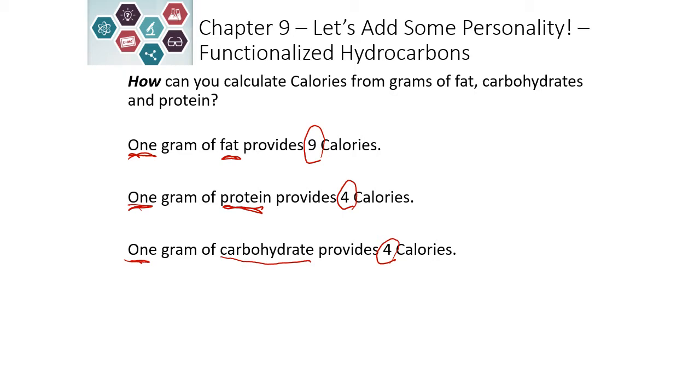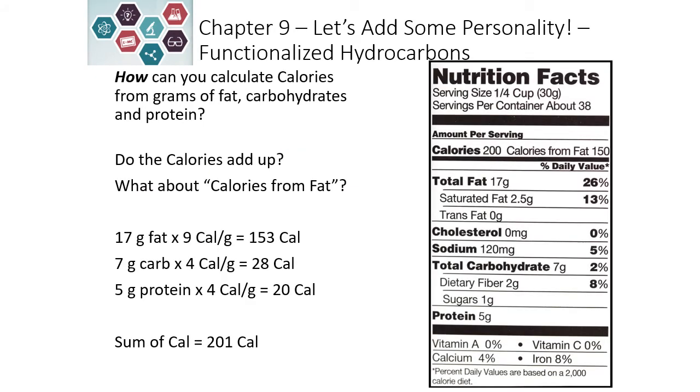So this relates to our nutritional labels. On our nutritional labels, the way that they determine the amount of calories is by looking at the amount of fat, the amount of carbohydrates, and the amount of proteins. So on this particular label, we have 17 grams of fat. So we can do a calculation where we take 17 times 9. That gives us 153 calories.